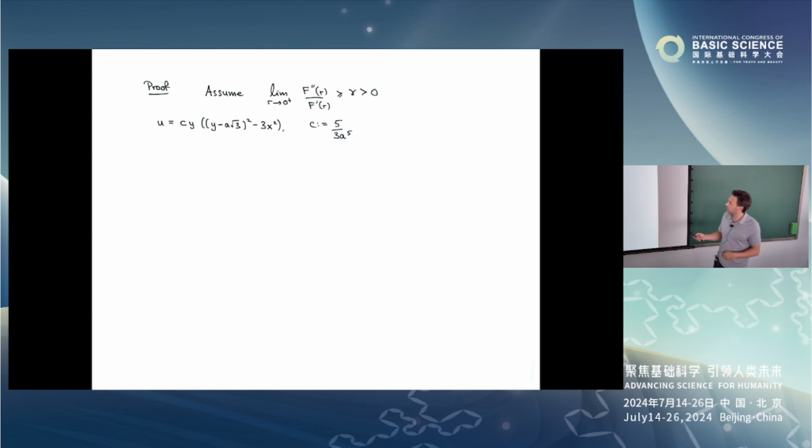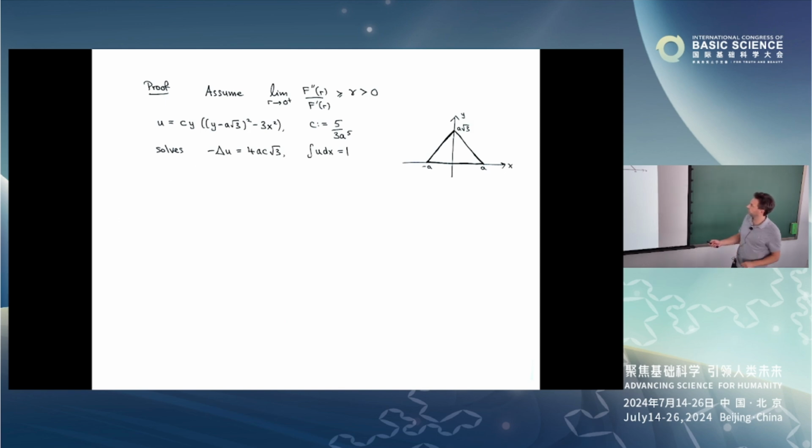Let me just say a word about the proof and where this condition about the limit comes in. So remember that we were assuming this condition on the limit. You can write down this solution on the equilateral triangle, and I put a constant in front, and that constant is 5 over 3a to the 5. So this is an equilateral triangle where each side is 2a. And you choose that c. With that particular choice of c, it turns out that the integral of u dx is equal to 1. I guess it should be the integral of u dx dy.